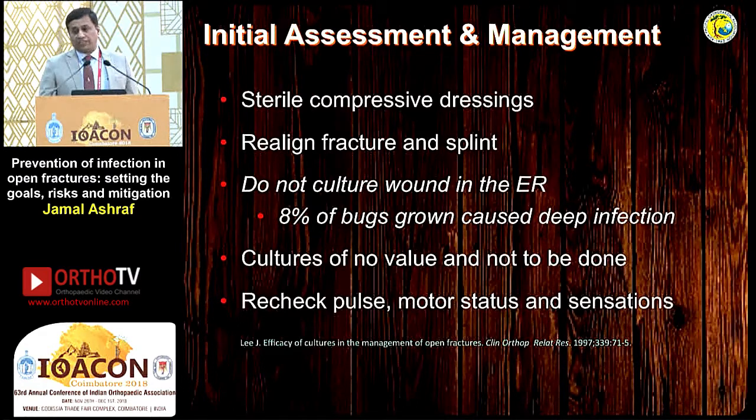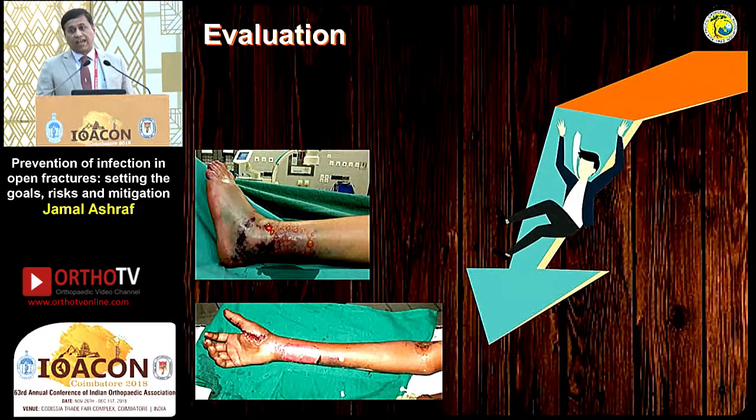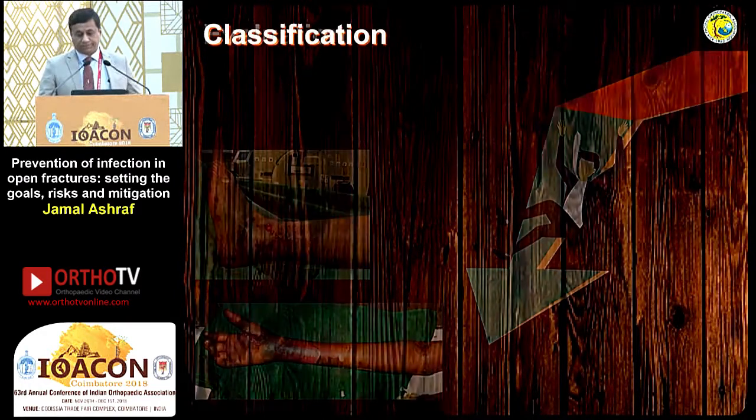Cover the wounds with a sterile compressive dressing. Gently apply pressure to realign the fracture and splint the limb. Do not take cultures in the emergency room. They are of no clinical or substantial value. Be always cognizant of the fact that compartment syndrome can also occur in the presence of open injuries due to severe crushing symptoms, and failure to recognize these can have disastrous consequences.